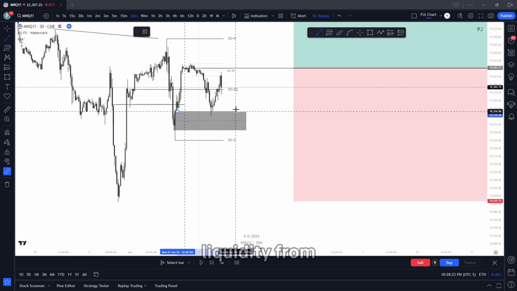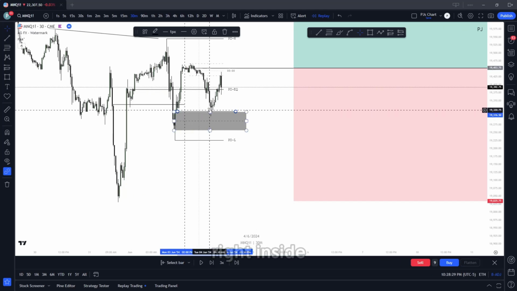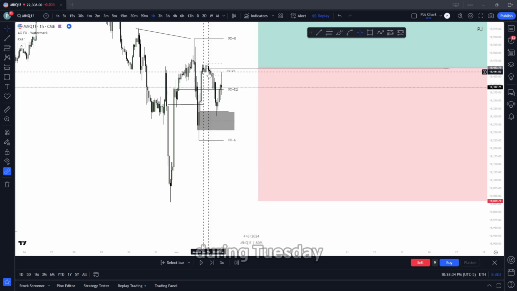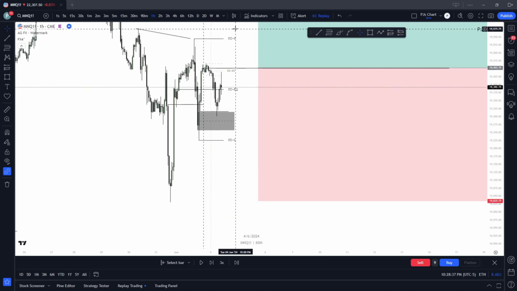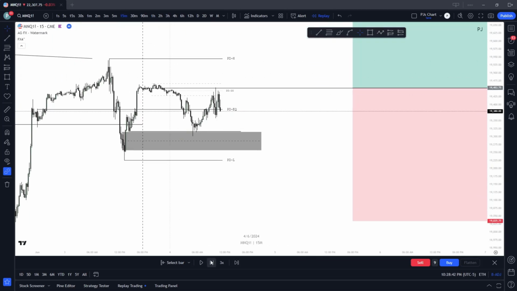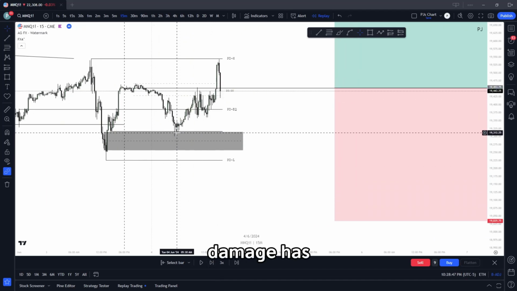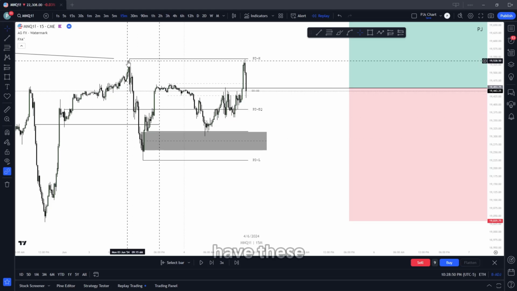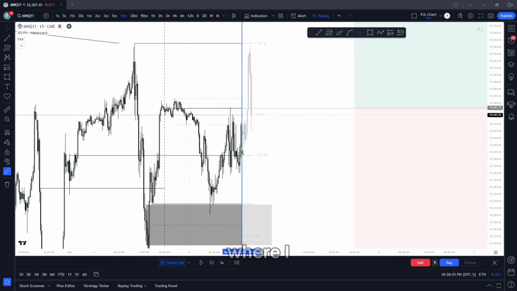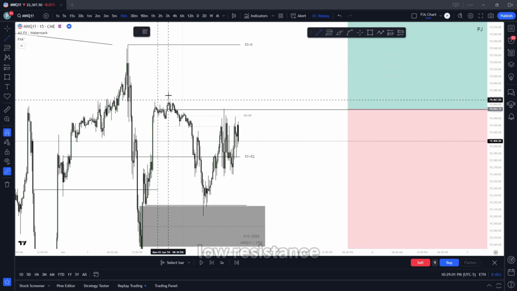sweep an internal liquidity from our previous lunch session, an anticipated failure swing right inside of here on the higher time frame, right, due to a time-based liquidity during Tuesday with our open low, then into our high close on the weekly. We then go to a lower time frame, right, that we then reaccumulate and have no need to sweep the lows because the damage has been done delivering into an OTE, and we have these failure swings. We have previous day high liquidity, right? And even into, right, where I just said we have no need to go lower, we have Asia highs liquidity, right, with low resistance liquidity.